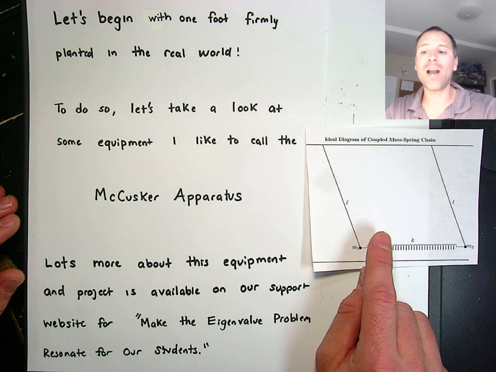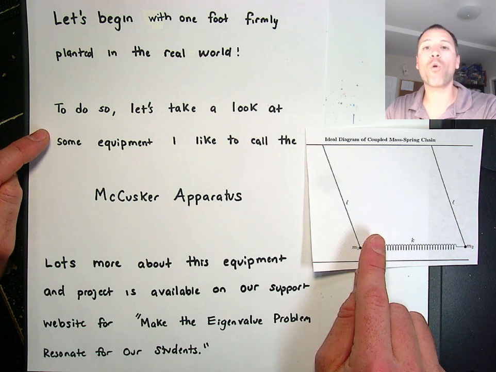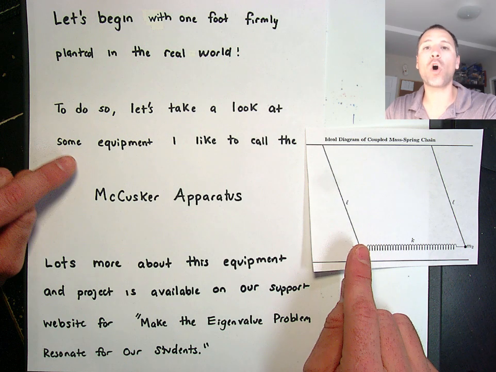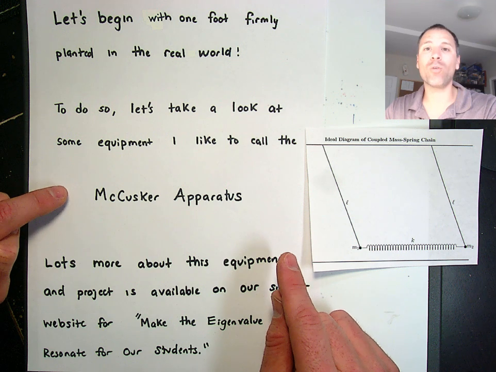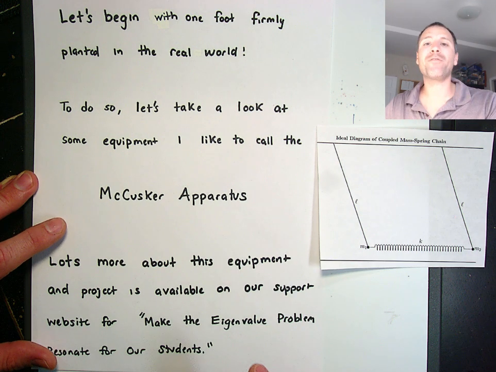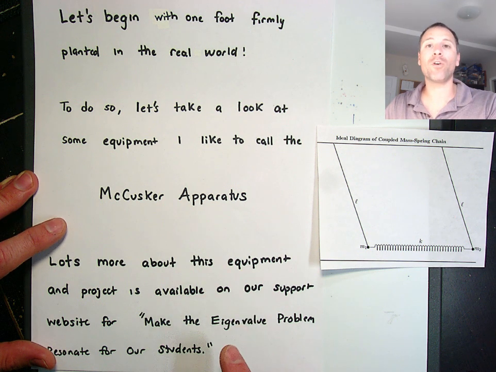With that in mind, we're actually going to switch over to some real world equipment that I like to call the McCusker Apparatus, a name in tribute to a co-author and mentor of mine named Michael McCusker. Before we dive into some of the features of the McCusker Apparatus, I should say that this work came from a paper that Mike McCusker and myself wrote called Make the Eigenvalues problem resonate with our students.